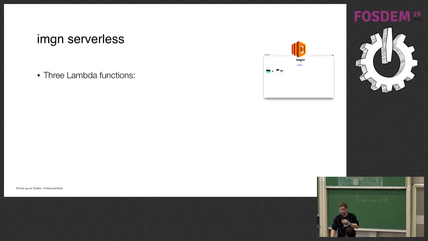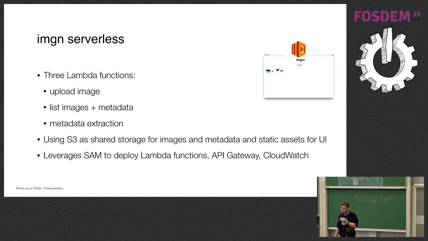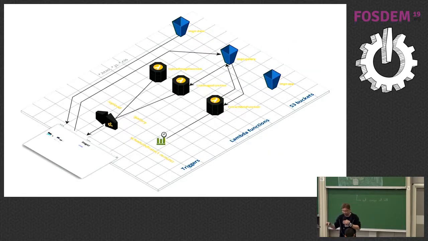So how does it look like? Serverless. We've got three Lambda functions, one for uploading the image, one for listing the images and the metadata along with it, and one that does the metadata extraction, again, just the dimension. And using S3 as the shared storage for the images and the metadata, and serving the static assets for the UI. And as you've seen, using SAM to deploy the Lambda functions. If you're using SAM or something else, doesn't matter, but don't use the low-level stuff. Don't manually do the deployments of Lambda functions and so on. You will have a bad day. And if you look at the Git commit history, you will see how much pain I went through.